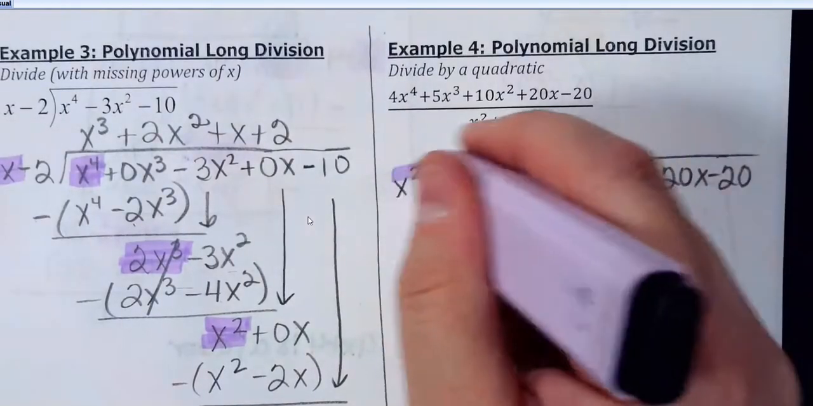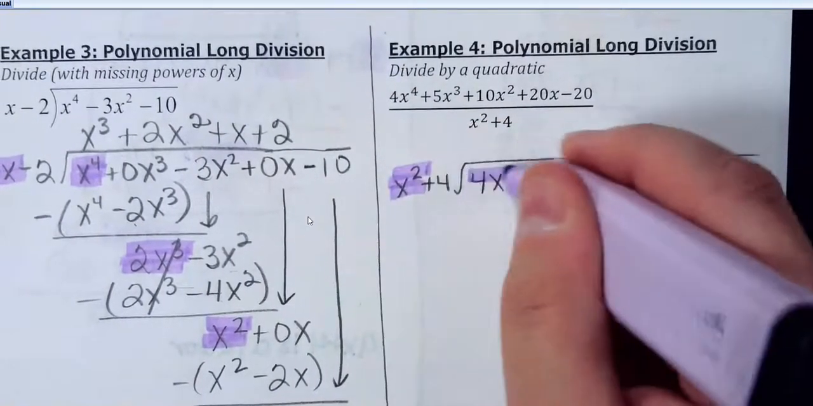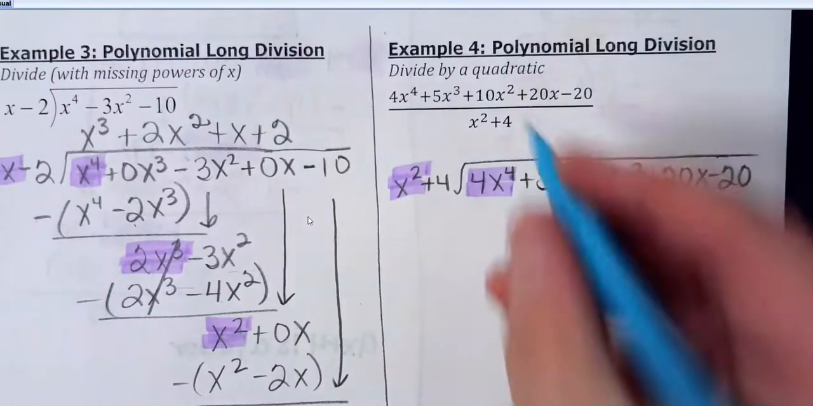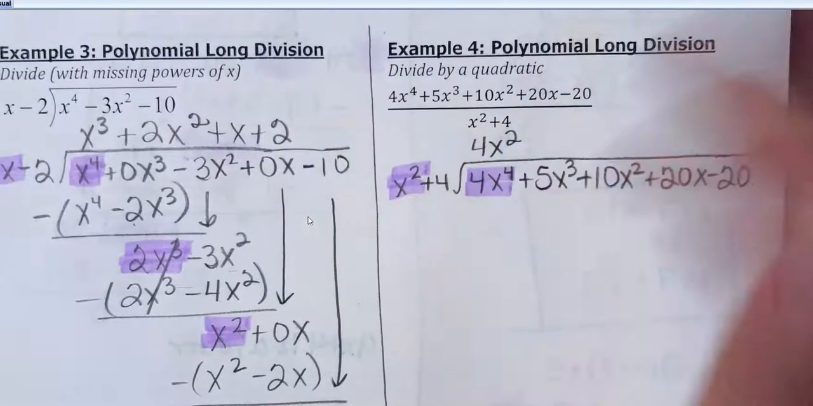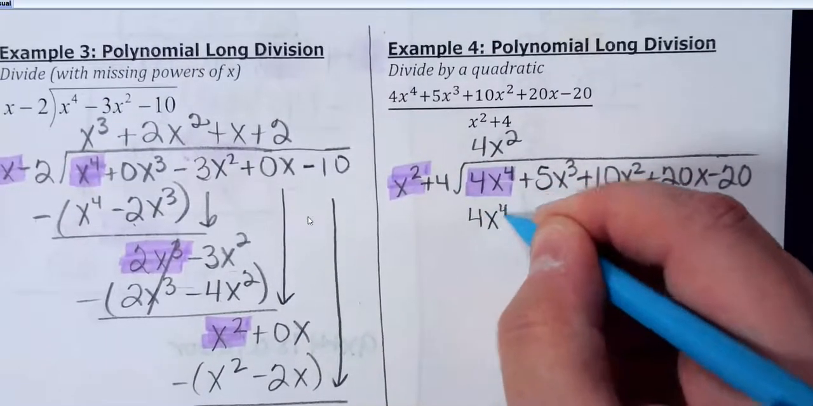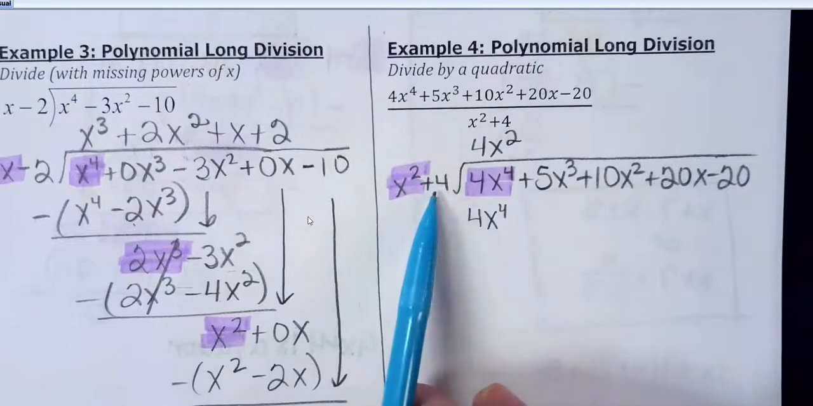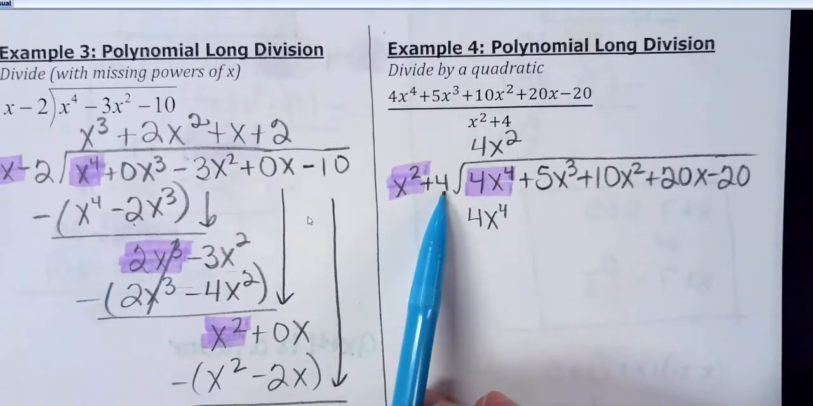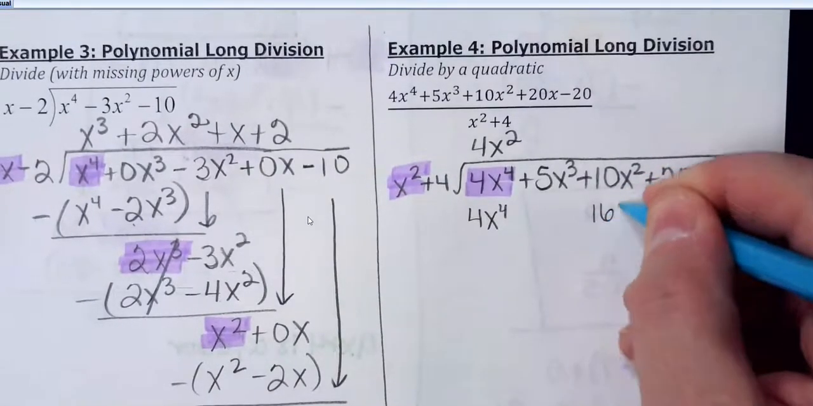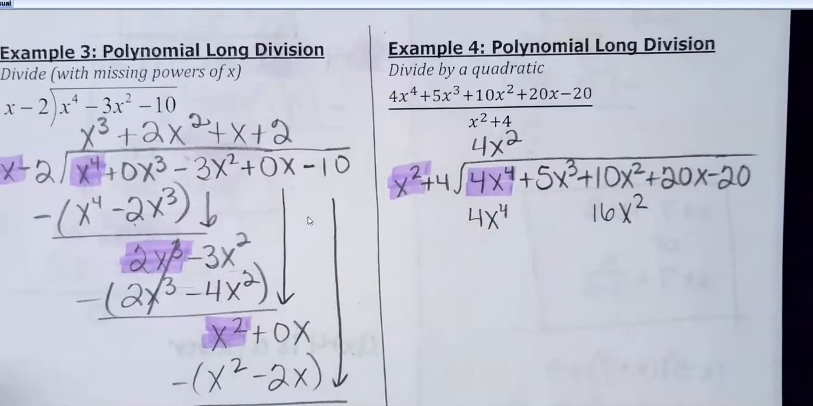All right, what would you multiply x squared by to get 4x to the 4th? 4x squared. Okay, now this is going to be weird when we do this. 4x squared times x squared gives you 4x to the 4th. But when I do 4x squared times 4, that's going to be 16x squared. So what I would tell you to do in that case, I'm just going to put that under the other term that had the x squared. So this is kind of weird.